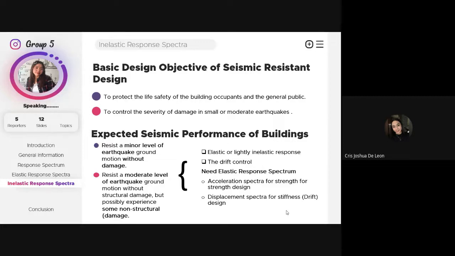So the response of this structure under these two minor and moderate level ground motions should be elastic or should be lightly inelastic. The main concern should be the drift control. And since the response will be elastic, we will require the elastic design spectrum to conduct the design for these two levels of earthquake. So we can use either the acceleration spectra for strength design and the displacement spectra for stiffness drift design of this structure under these two levels of ground motion. But primarily, kailangan ng elastic design spectrum para makalculate yung effective earthquake forces and apply them statically para ma-design yung structure against these two levels of ground motion.